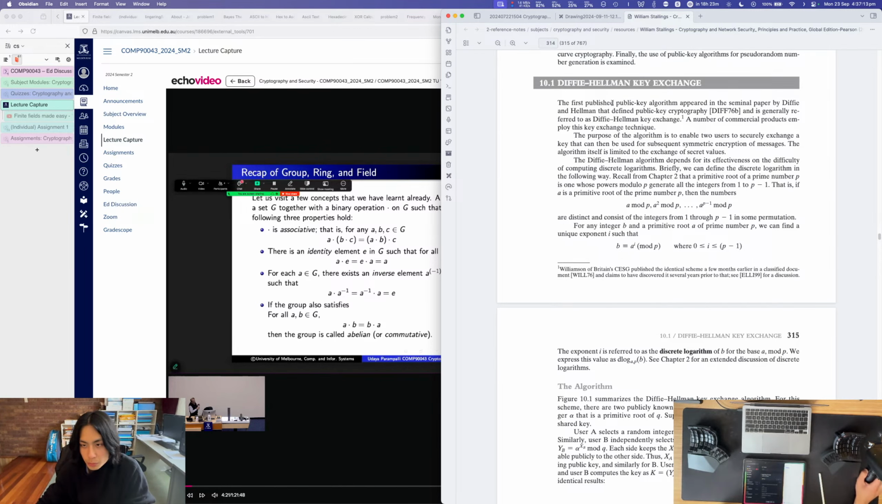The first published public key algorithm appeared in the seminal paper by Diffie and Hellman that defined public key cryptography. It is generally referred to as Diffie-Hellman key exchange. A number of commercial products employed this key exchange technique.